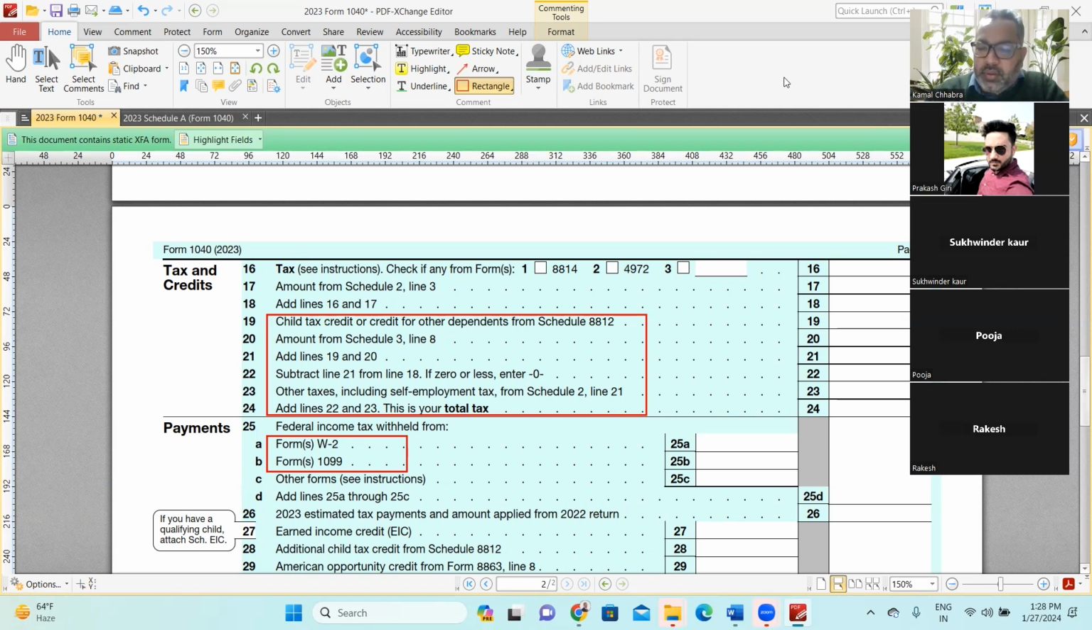Right? Yeah, clear everyone? Pooja, Sukhwinder, Prakash.